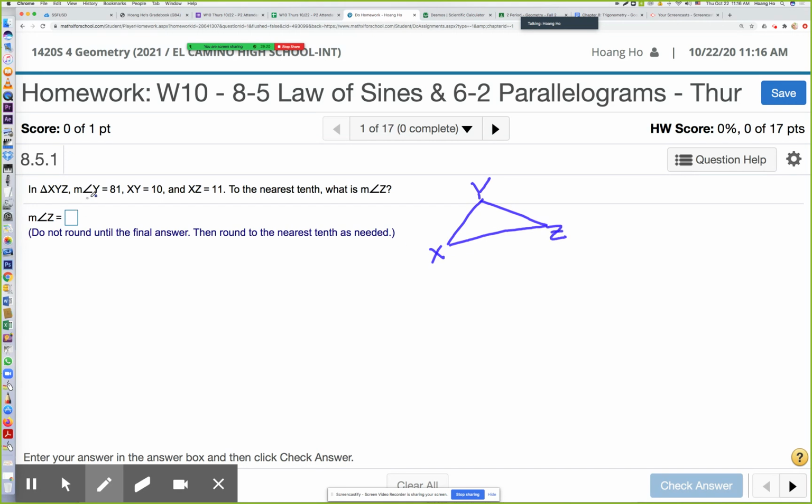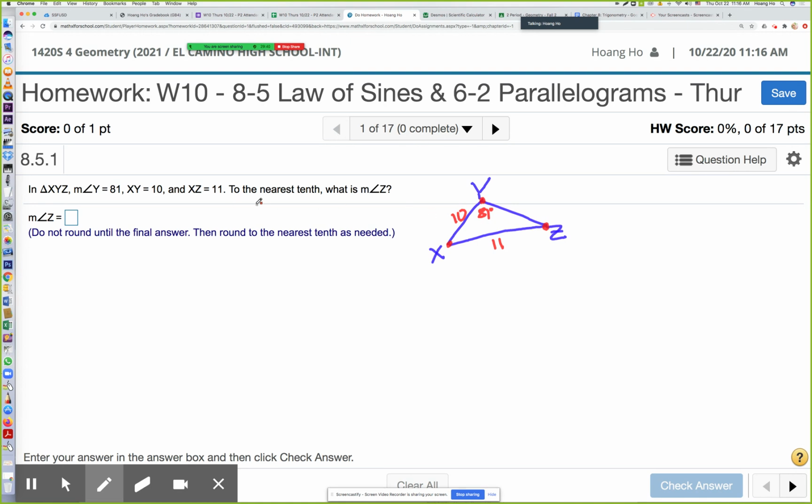Okay, so they give you angle Y, 81 degrees. So I put right here 81 degrees. And then XY equals 10. XY right here, this is XY equal 10. And then XZ equals 11. XZ equals 11. All right.